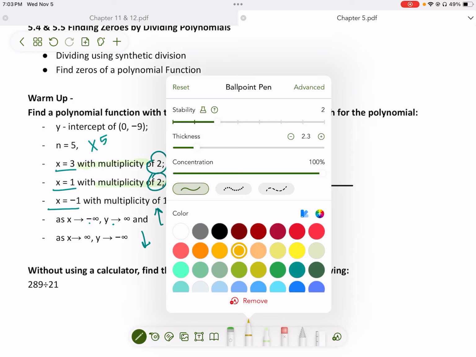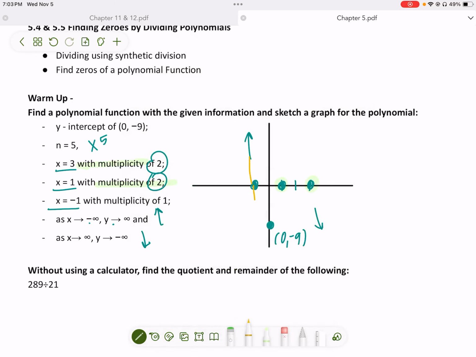Now, if I'm drawing the curve, let me just go ahead and start connecting things. Multiplicity, multiplicity. So I believe this is what the function would look like.